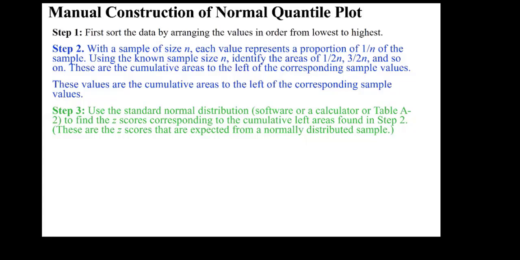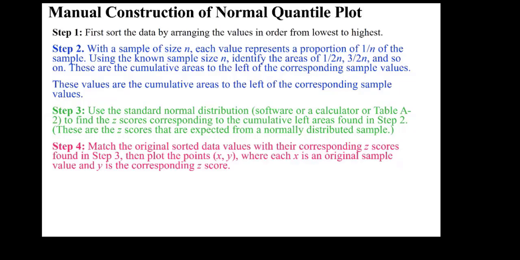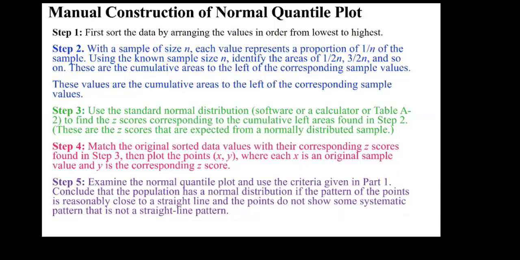These are the z-scores that are expected from a normally distributed sample. Match the original sorted data values with their corresponding z-scores found in step 3, then plot the points (x, y), where each x is an original sample value and y is the corresponding z-score. Finally, examine the normal quantile plot and use the criteria given in part 1. Conclude that the population has a normal distribution if the pattern of the points is reasonably close to a straight line and the points do not show some systematic pattern that is not a straight line pattern.